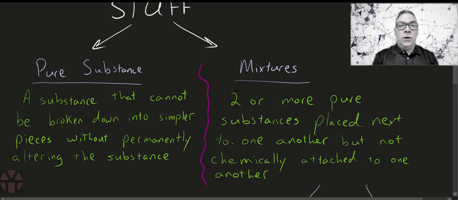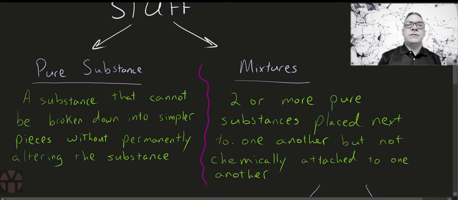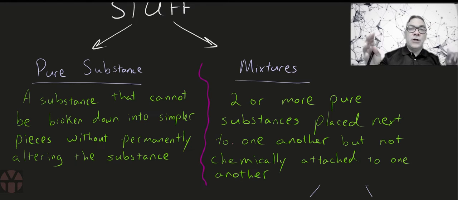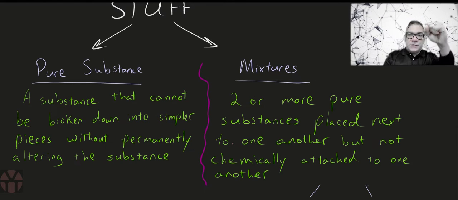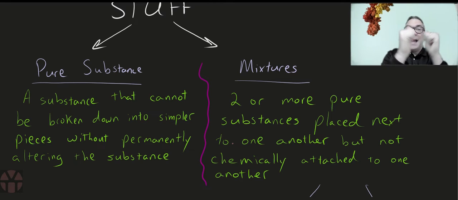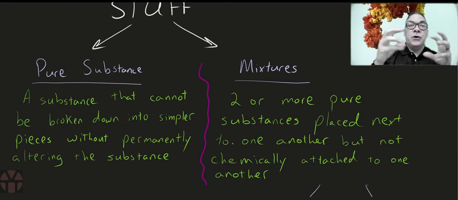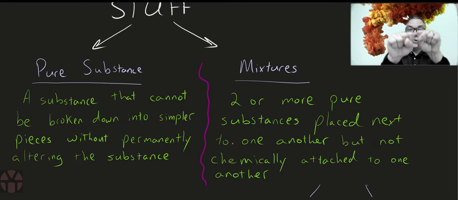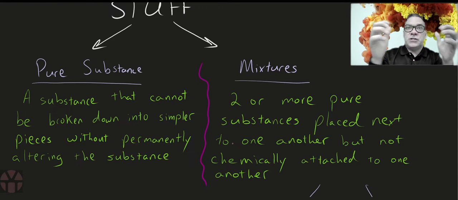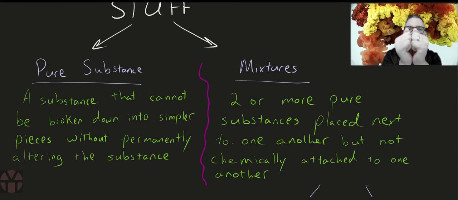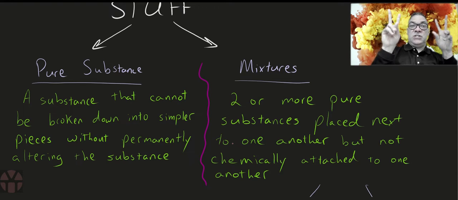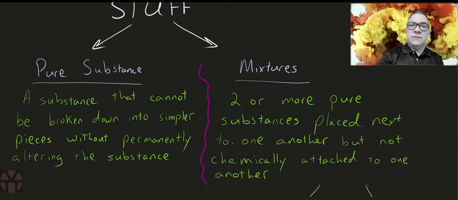And the other thing that makes up our stuff is known as a mixture. A mixture is basically two or more pure substances that are literally physically placed next to one another. Here's object one, here's object two. They're not bound, they're not stuck together, there's no chemical interaction between them. They're literally just placed one next to the other. Our big fancy word will be they're juxtaposed. So this is when we talk about stuff, pure substances, and mixtures.